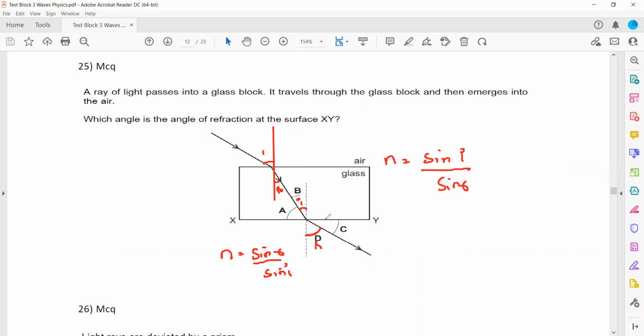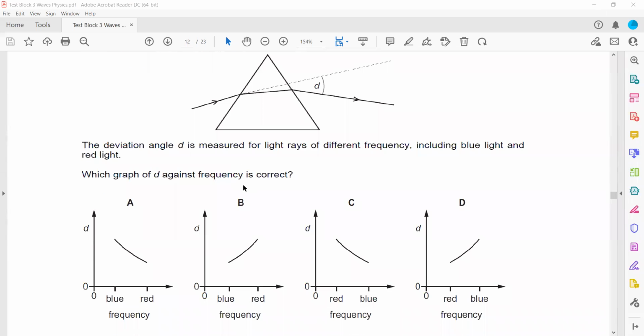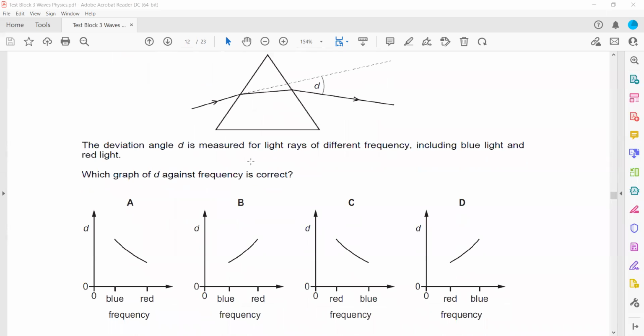So here D is the right answer, which is representing the angle of refraction. Then a ray of light is deviated. The angle of deviation, like how much it changes its direction from the original, that's called the angle of deviation. So if we increase the frequency, for example if we use a higher frequency, then its deviation is more.